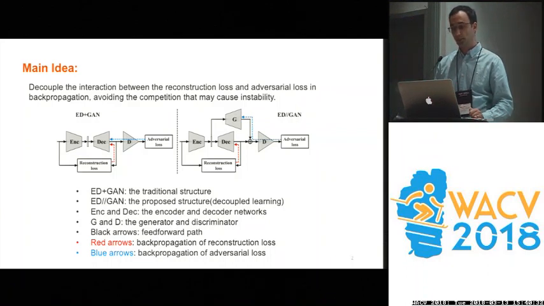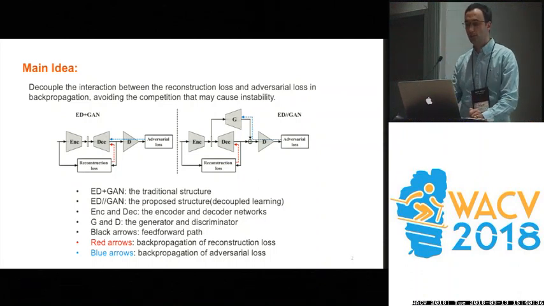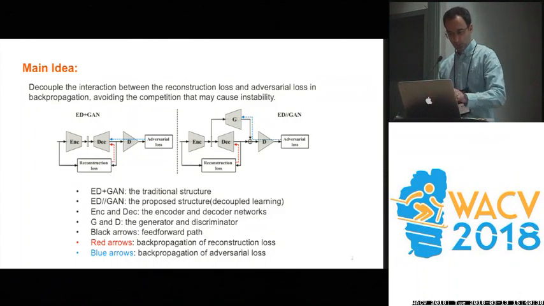In the new structure, there is an extra generator, G, that duplicates the decoder, and it's shown by the decoder here, DEC. Red and blue dash lines are showing the backpropagation path in the proposed network. They are disentangled compared to the original structure you see on the left.